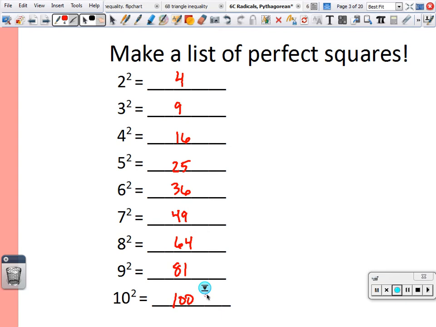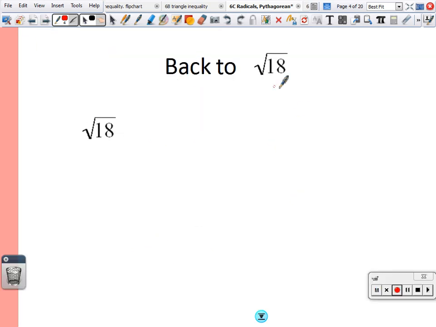It's useful because what we're looking for is the largest perfect square that is a factor of what is underneath the radical. So let's go back to the square root of 18. The largest perfect square that is a factor of 18 is 9. So we can change square root of 18 to the square root of 9 times 2. We can then change this to square root of 9 times the square root of 2. The square root of 9, we all know, is 3. And we read this as 3 times the square root of 2.